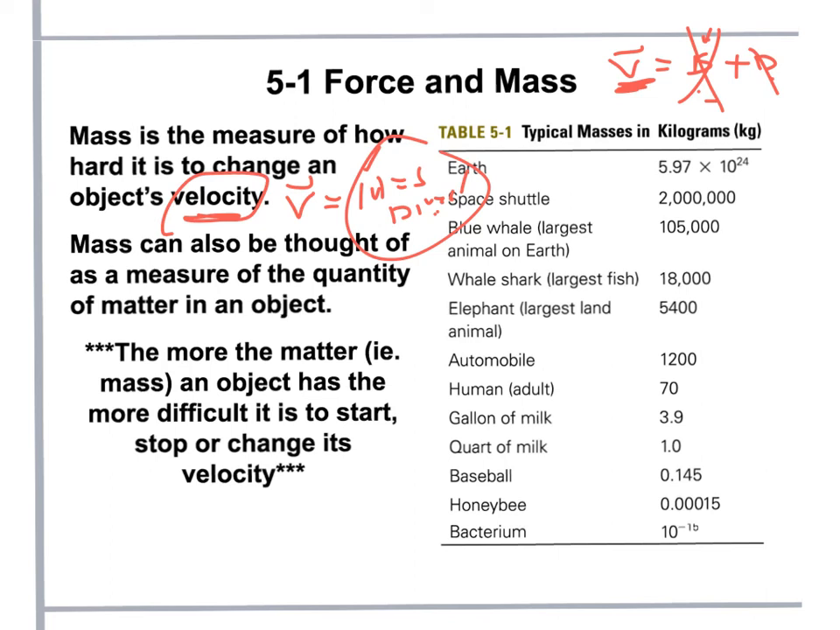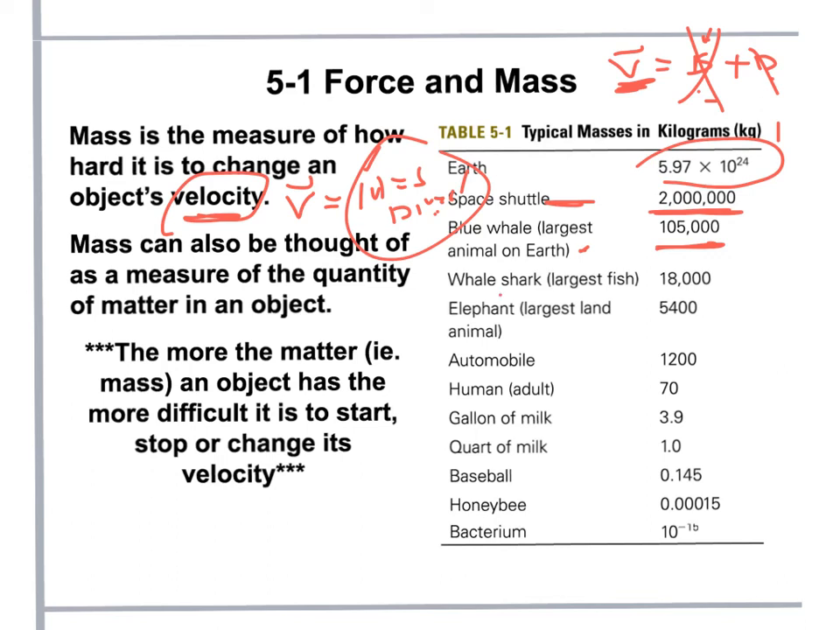So mass can also be thought of as a measure of how much matter you have, the quantity of matter of an object. So that's what this table 5.1 is showing. It's showing how much matter each object has. 2 million kilograms is how much mass the space shuttle has. A blue whale, the largest animal on Earth, has a mass of 105,000 kilograms. So that's how much matter we would have if we had one.